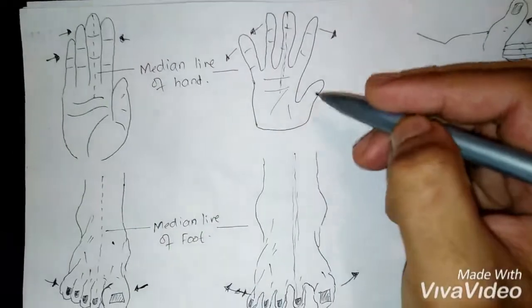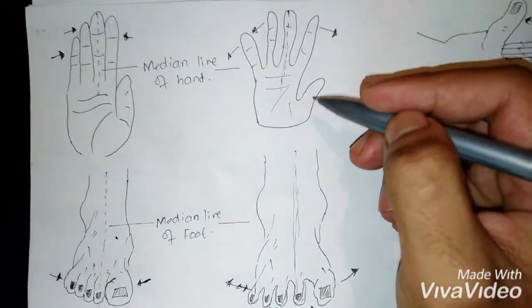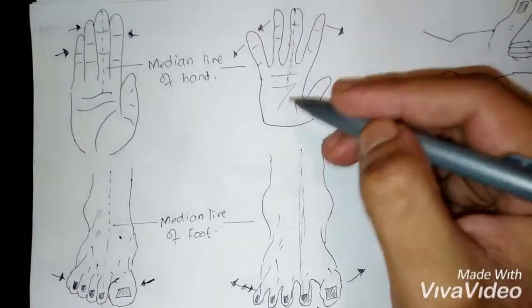This was all about abduction and adduction, and further in the next lecture we will see some special movements of the thumb.